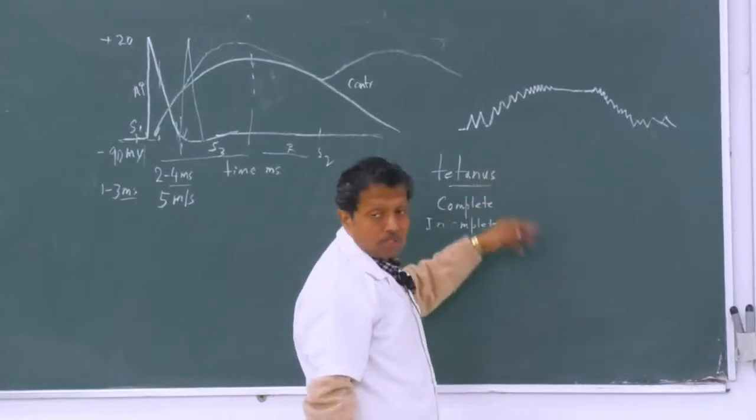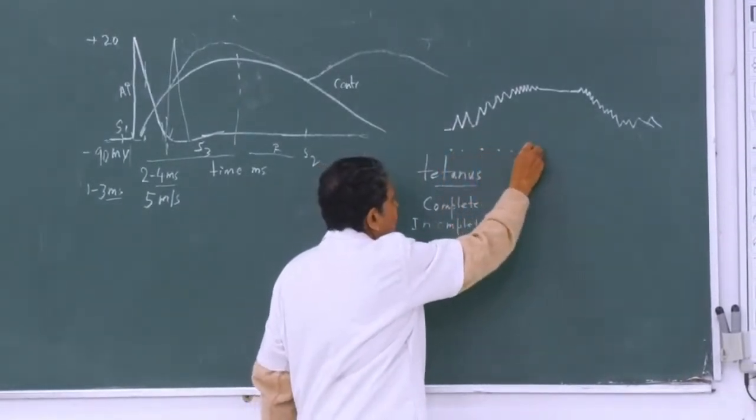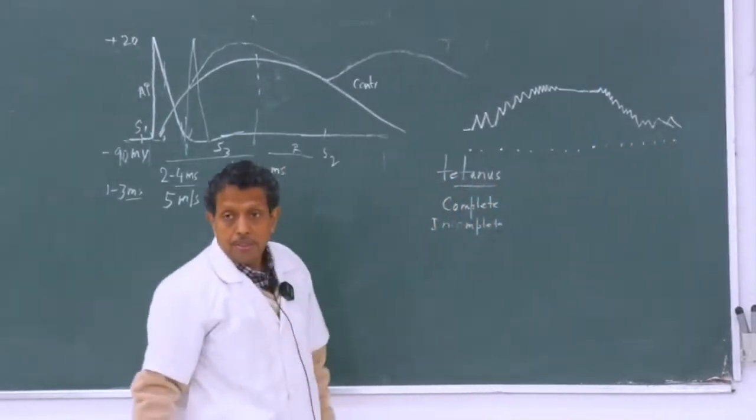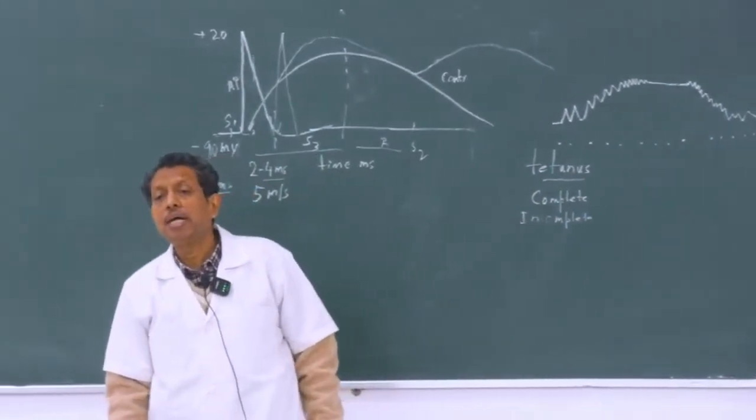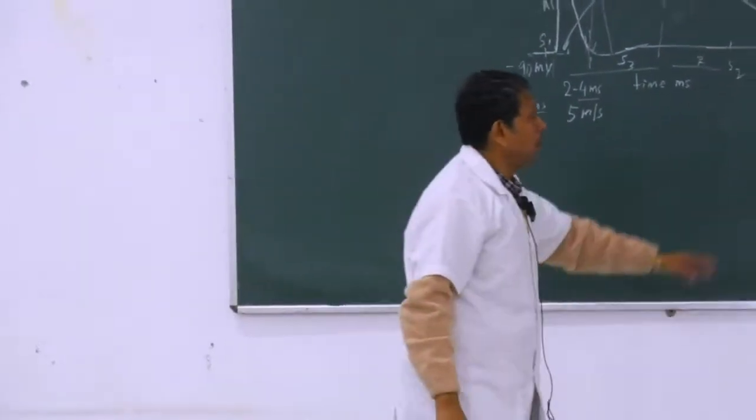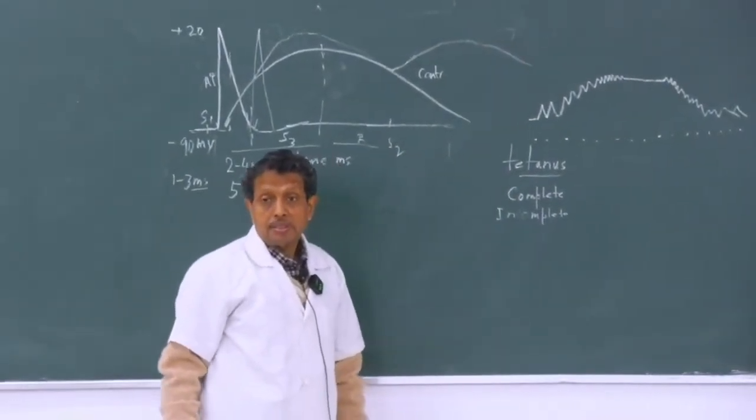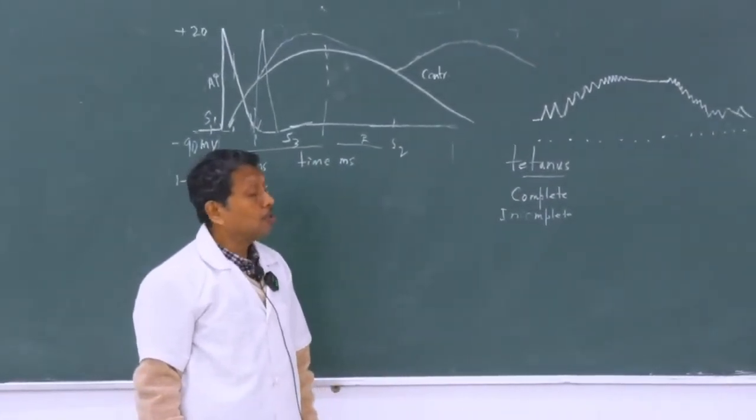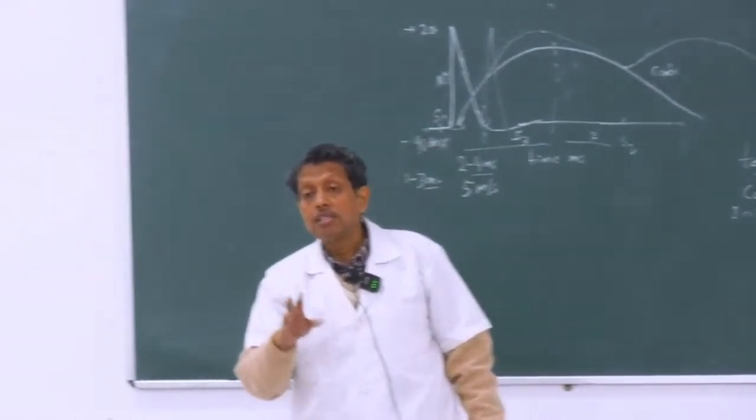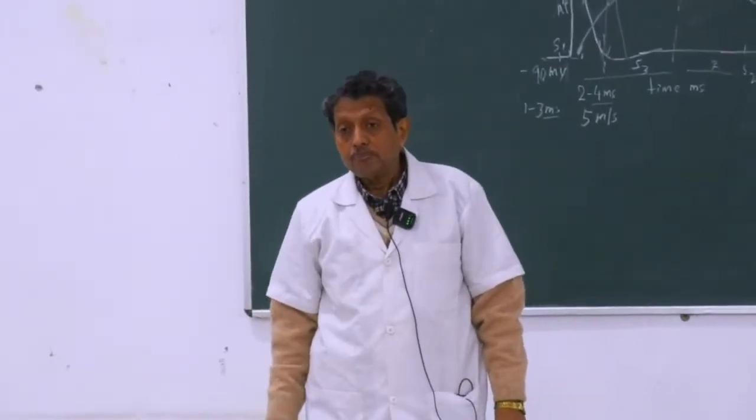In isometric preparation, there are dots, and the timing spaces are at equal intervals. You will find this type of figure in your text. So this is incomplete tetanus and this is complete tetanus. And whenever there is complete tetanus, there is increased involvement of the cross bridges.